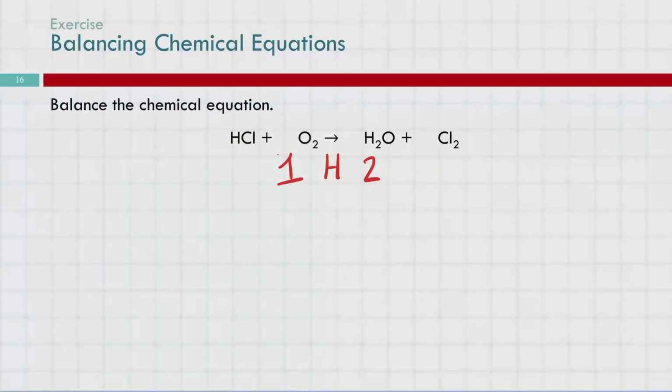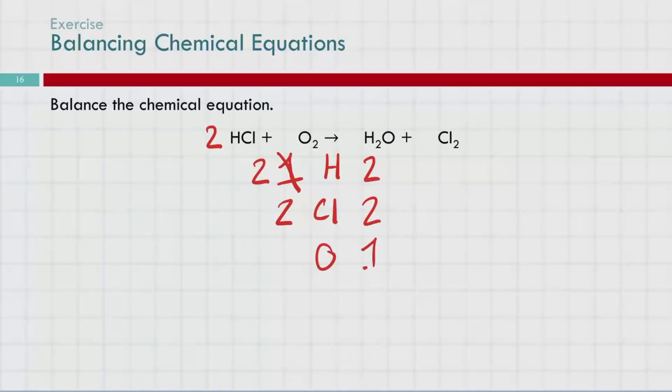To get those balanced, we want to add a coefficient of 2 in front of our hydrogen chloride, or hydrochloric acid if it was aqueous. That'll get our hydrogens nicely balanced. And then after that, we can balance whatever we want. It doesn't matter. So let's look at our chlorine next. We've got 2 on the left side because of our coefficient of 2 in front of HCl. We've also got 2 on the right side because of the subscript of 2 behind Cl2. Then the last thing to balance is oxygen. We've got 1 oxygen on the right side, and we have 2 oxygens on the left side.